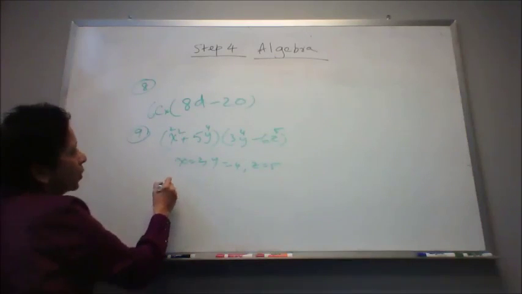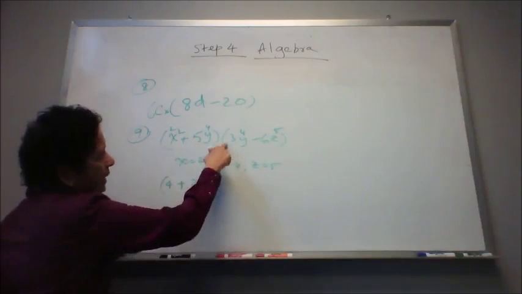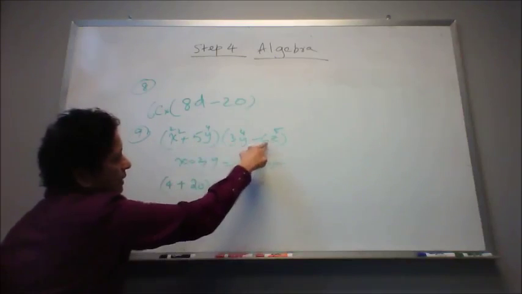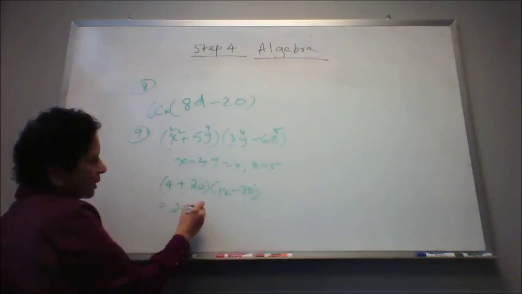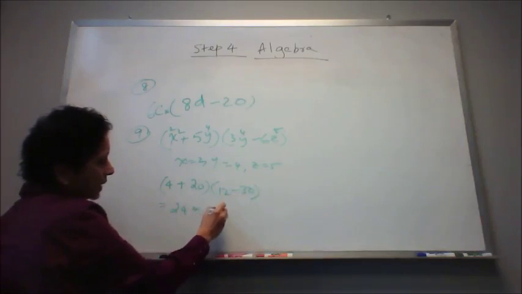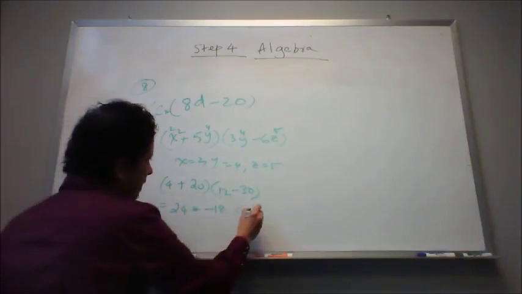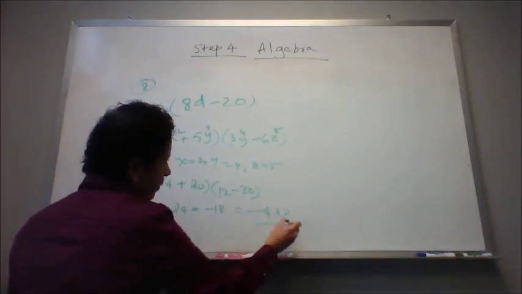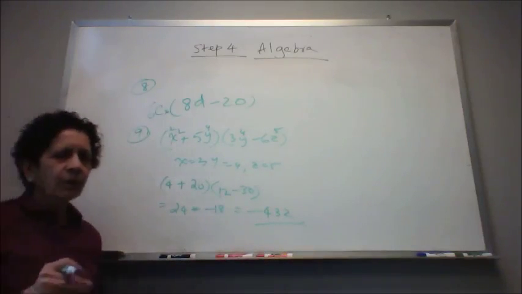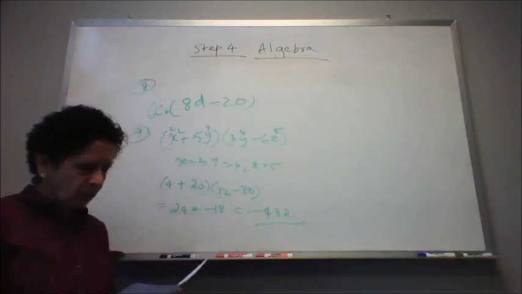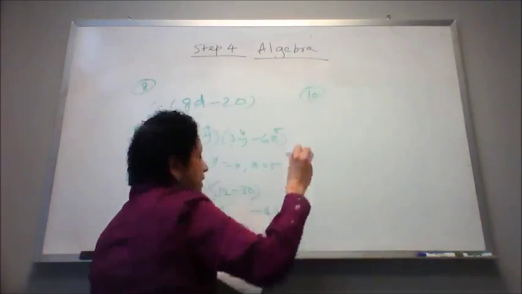So 2 squared is 4. Then 5 times 4 is 20. Then 3 times 4 is 12. 6 times 5 is 30. So it's 24 times (12 minus 30), which is minus 18. So 24 times minus 18 is minus 432. These problems are very easy. They may look complicated, but you just need to plug in the numbers. That's all you need to do. So let's do problem number 10.